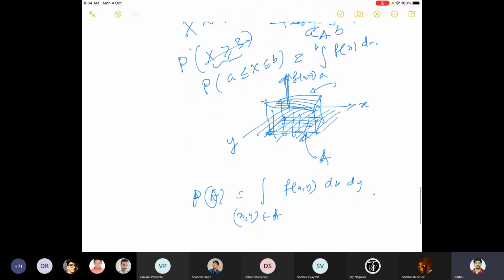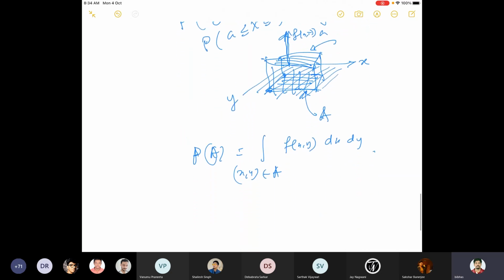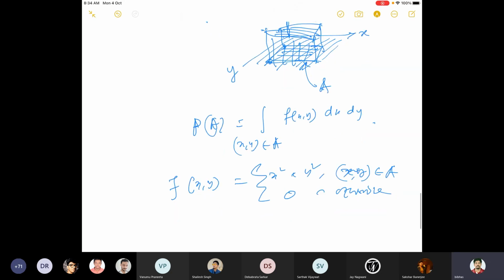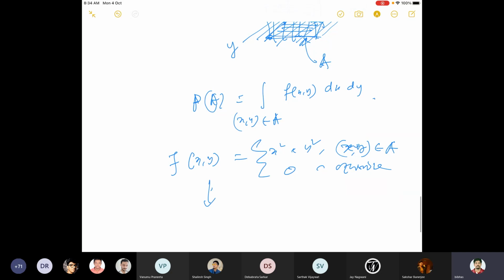So basically this is what we discussed. And then we said, suppose I know f(x,y), equal to some function, let's say x square plus y square, for (x,y) in some region, let's say A, and 0 otherwise. So this is how it is given. Then the question is, from here, can we compute f_X(x)? That means, what is the probability of X equal to small x?